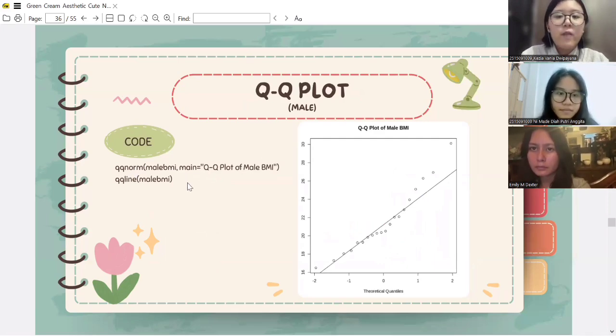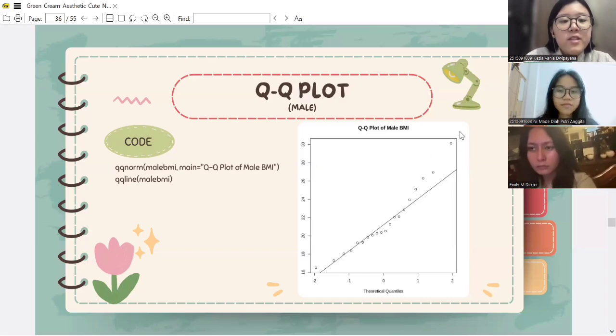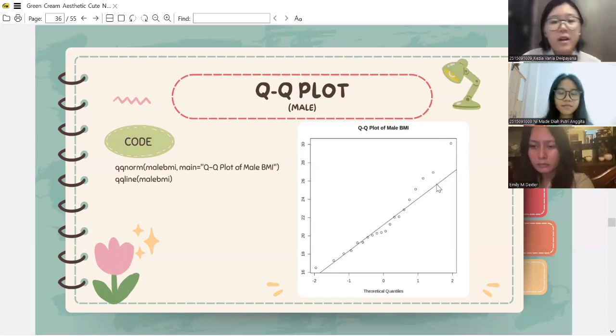Meanwhile, the QQ line function adds a line to the QQ plot to compare the distribution of the dataset against a theoretical distribution. Now we can see that most points lie close to the reference line, especially in the center. This indicates that the male BMI data are approximately normally distributed. The lower tail shows a small deviation from the line. The upper tail has a few points slightly above the line, suggesting a mild right skew. For outliers, there exists one high value point that stands out slightly. This corresponds to the outlier we found back in the box plot.